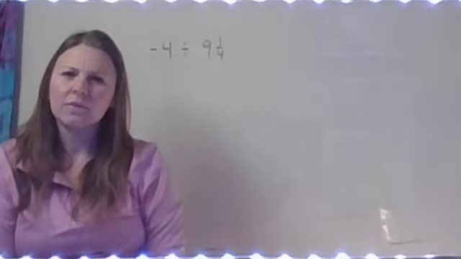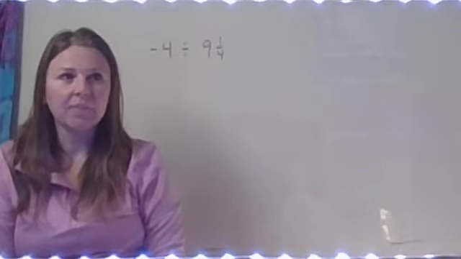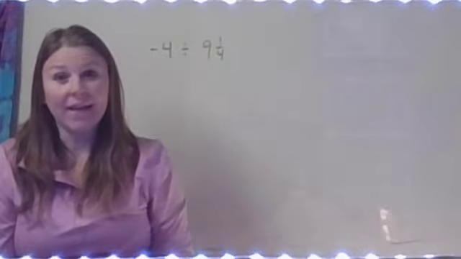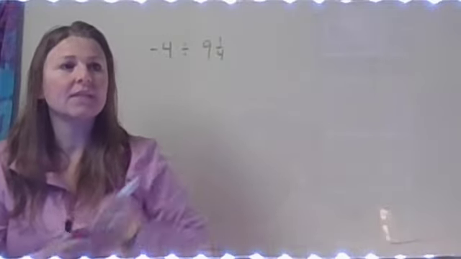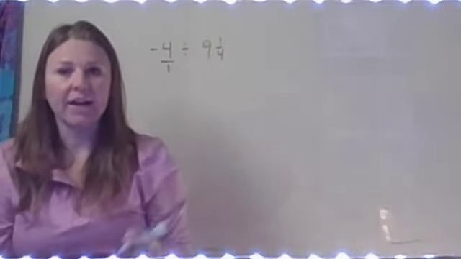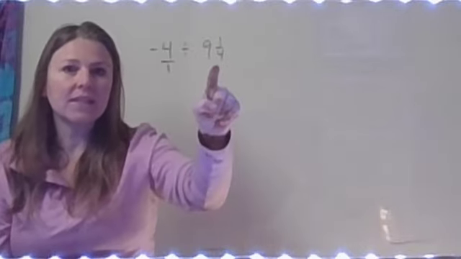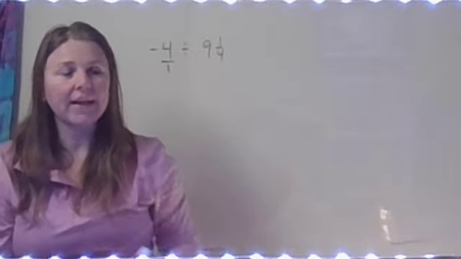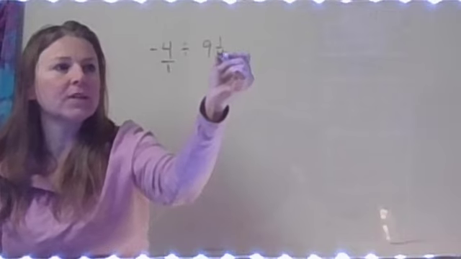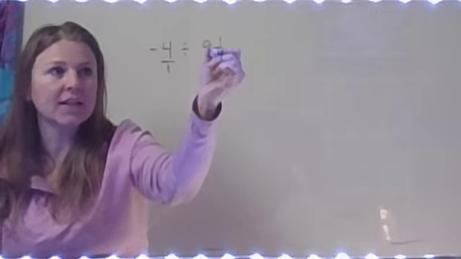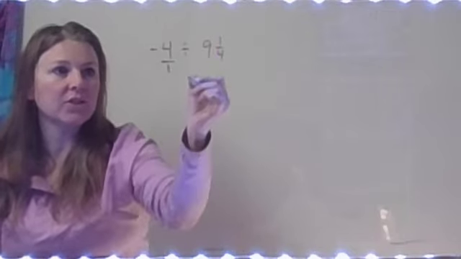Now, what do you think we would do here for our first step? I would recommend, but again, there's way more than one way to do this, making the -4 a fraction, and then writing this as an improper fraction. So again, you would do 4 times 9, which is 36, plus 1, which is 37.